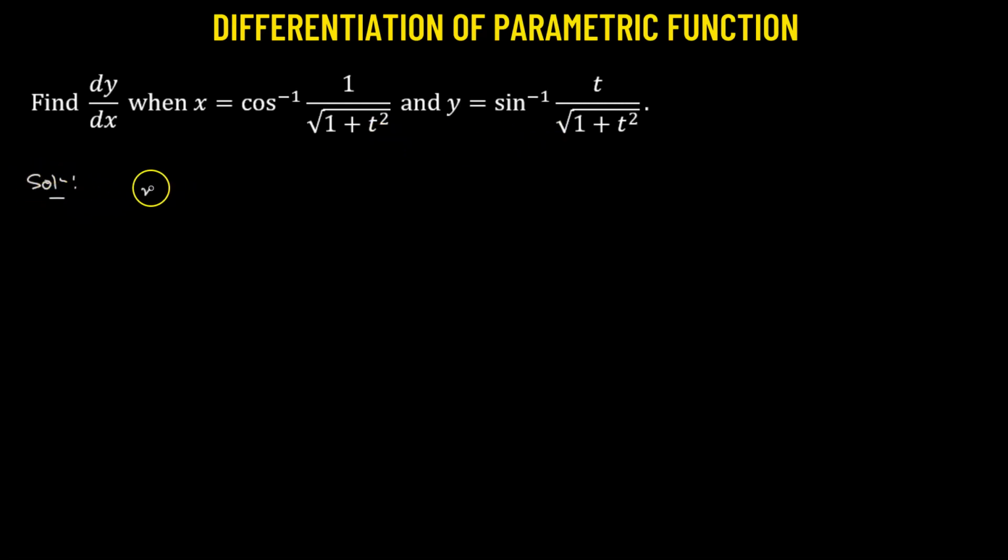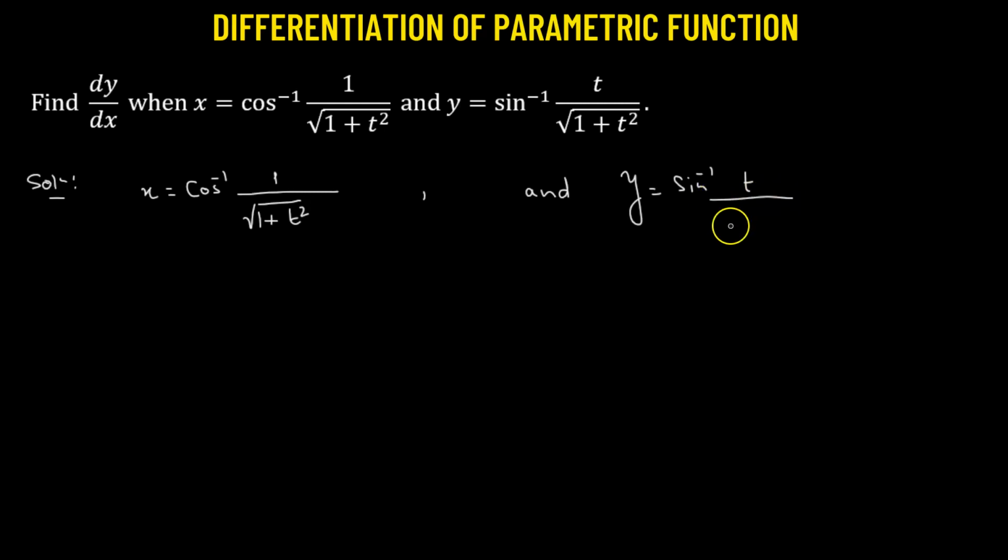So here we have x equals cosine inverse of 1 divided by square root of 1 plus t squared. And we have y given by sine inverse of t divided by square root of 1 plus t squared. Right. Now what we have to do is take the derivative of x with respect to t as well as the derivative of y with respect to t.